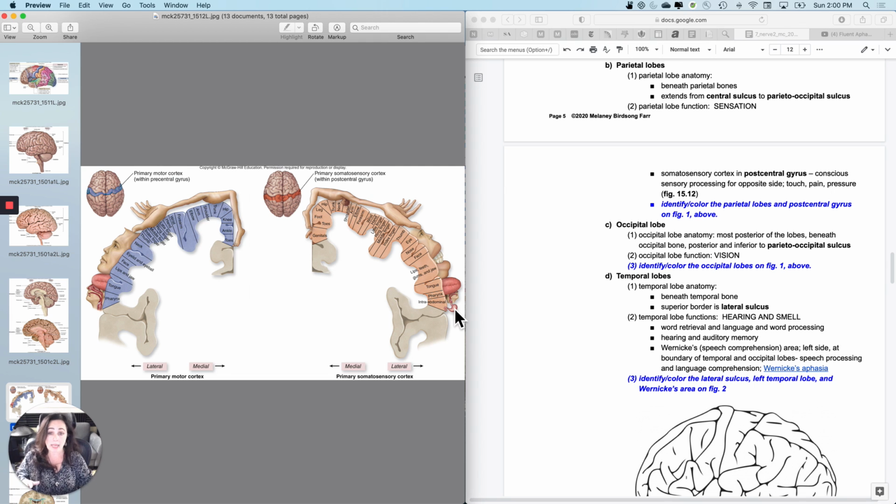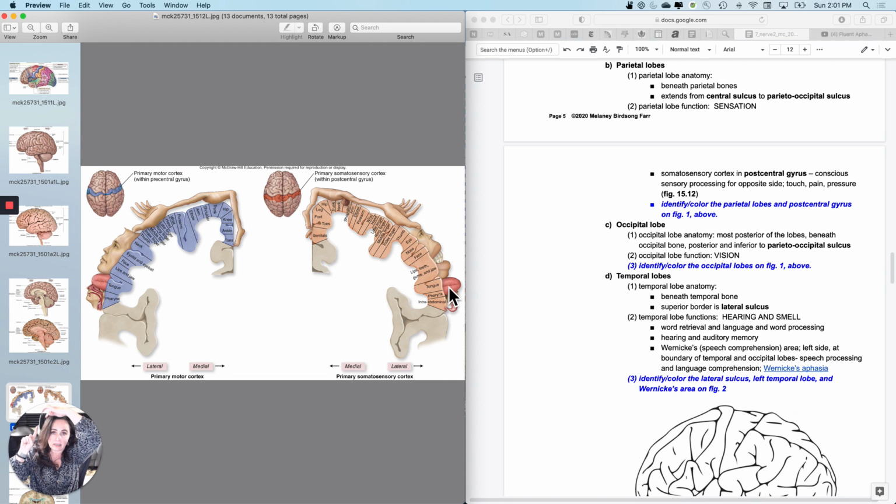Now, again, different things get different amounts of real estate because, of course, sensation from my hands, I really need to be able to determine what's going on there. Look how much real estate the face gets, right? And not a whole lot of real estate for sensation from the elbow, right? Or from the knee, right? But you've got some junk sensation going on there.